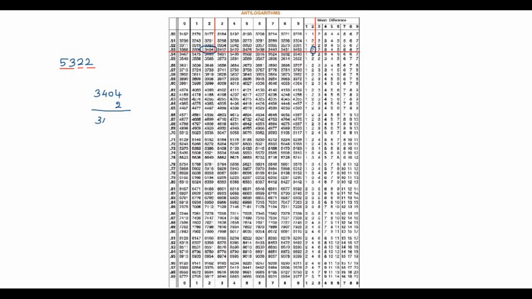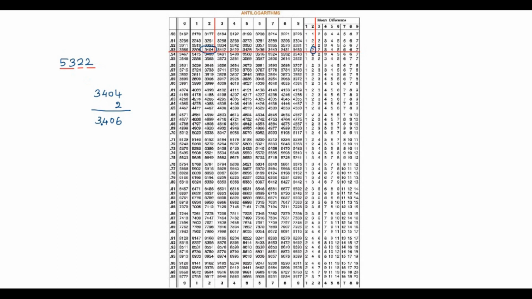Now we have to add them. Whenever we get a value from anti-logarithm table, we have to take decimal point after the first digit. So this is a value 3406 we have received from anti-logarithm table. So in this value we have to take decimal point after the first digit 3. So 3.406 is the value we have received for the number 5322. So not only for this particular value, for any value we get from anti-logarithm table, we have to take decimal point after the first digit. Okay, so now we got the value 3.406 in the anti-logarithm table for the number 5322.